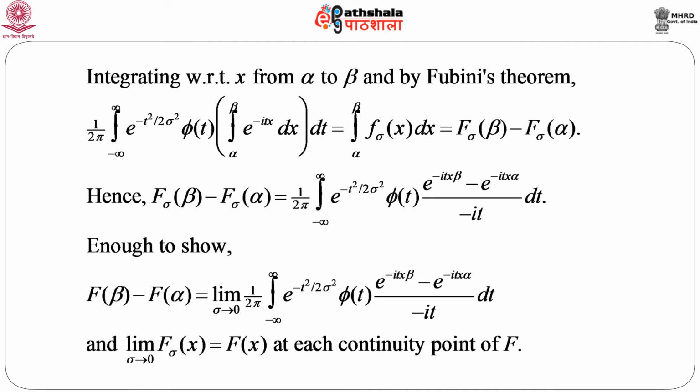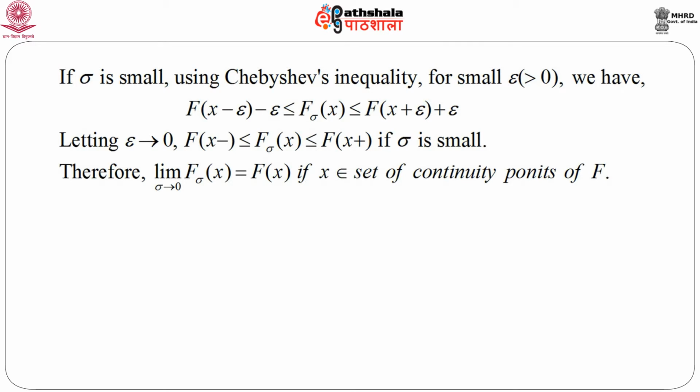So, it is enough to show that capital F beta minus capital F alpha is the limit, as sigma goes to 0, of this entire integral. Actually, this is basically the statement of the theorem, and obviously, we have to show that the limit of sigma going to 0 of f sigma x should equal f x, because from here we can arrive at this stage for every continuity point of f. Now, since sigma is tending to 0, we can always assume that sigma is a very small positive quantity. Then just applying Chebyshev's inequality for small sigma, we can get this.